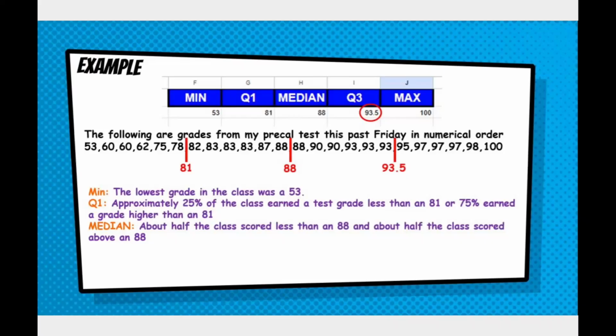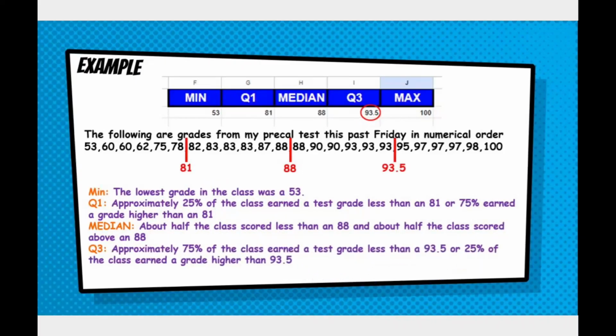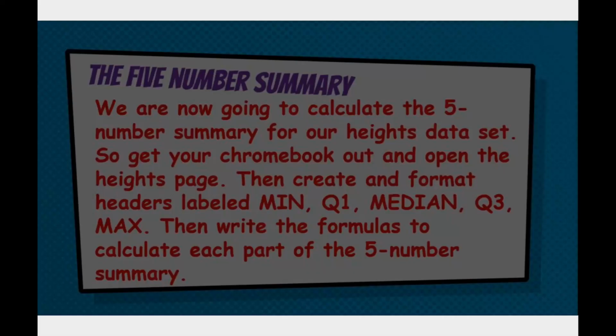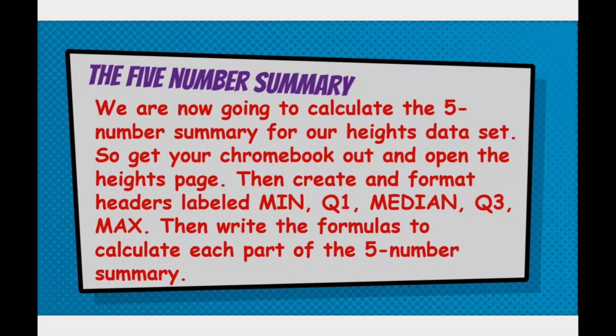Our Q3 value, 93.5, falls in between 93 and 95. How we would interpret or speak that out: approximately 75% of the class earned a test grade less than 93.5, or 25% of the class earned a grade higher than that. And then our Q4 is the highest grade in the class, which was a 100. You could have multiple 100s, but still the highest grade is a 100. So that was just showing the interpretation of that.